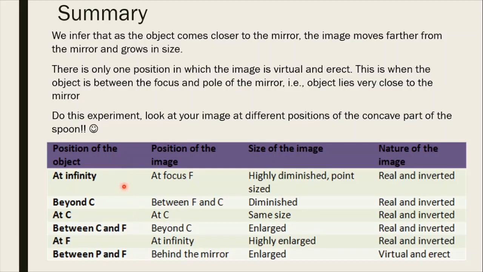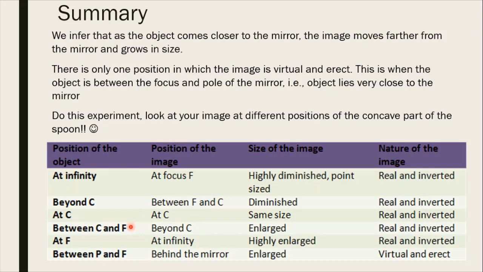What we see here is that when the object is kept at infinity, the image thus formed is at the focus, the size of the image being highly diminished or point-sized. When the object is kept beyond C, the position of the image is between the focus and the center of curvature C, the size of the image being diminished. It grows. Now at the center of curvature, the position of the image is at the center of curvature itself, and the size of the image is the same as that of the object.